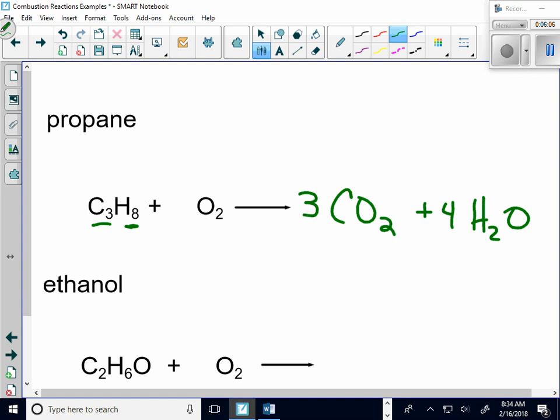If I have an even number of oxygens, I'm good to go. Do I have an even number of oxygens? I see 6. I see 4. That leads me to have 10. If I put a 5 right here, that should be a balanced chemical equation.